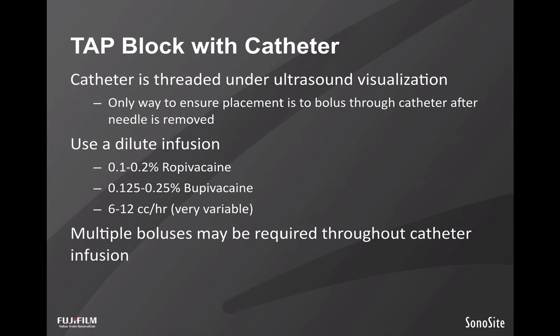The catheter is threaded with ultrasound visualization again, and that's what makes this an easier procedure than it was in the past. And you can use a dilute infusion after the initial injection. As I mentioned here, there are a variety of things to use, and we usually run it between 6 and 12 cc's, and it's very variable because, again, there's a large area to cover.